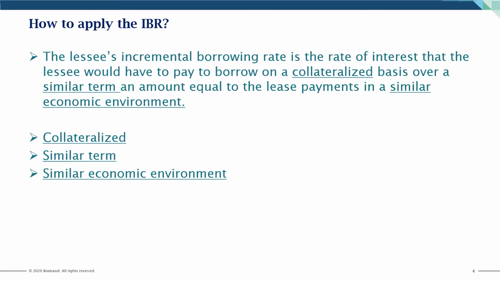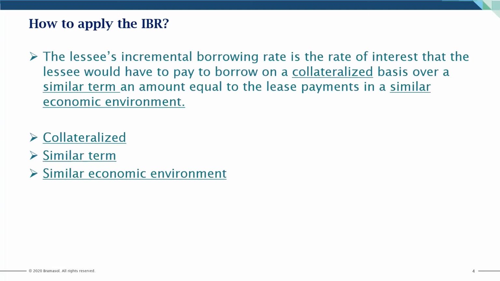The second one is very important because you may have a 3-year term for a computer versus a 30-year building lease. The FASB recognizes that and advises that you cannot use the same rate for a 30-year lease as for a 3-year computer lease. Very important. Lastly, it has to be a similar economic environment.